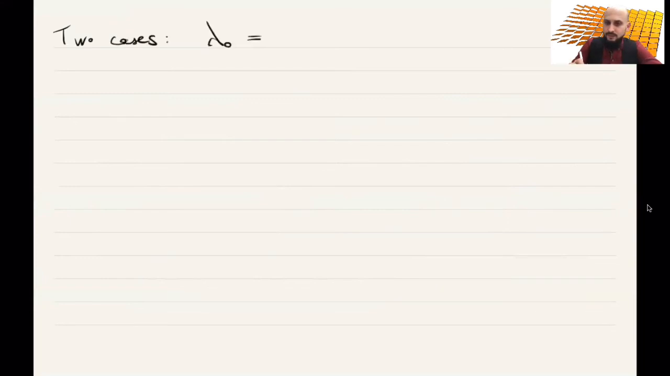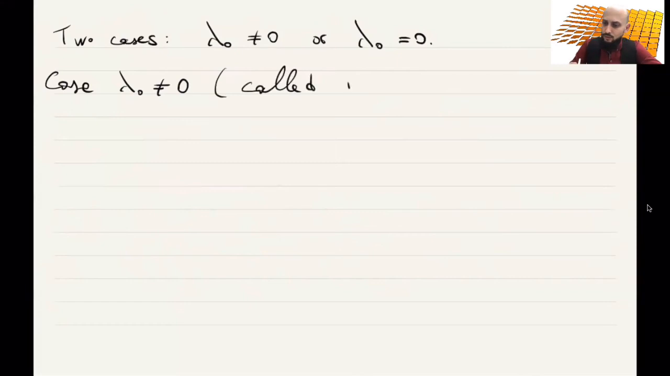Either lambda 0 is different than 0, or lambda 0 is equal to 0. Let's do the first case: lambda 0 different than 0. This is called the normal case.